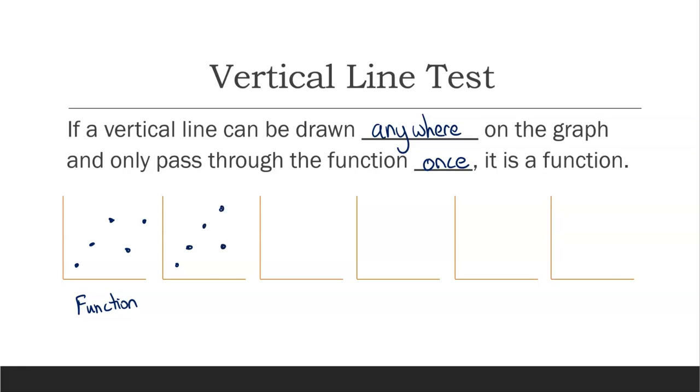In this second situation, we have 2 dots that are one directly below the other. And so in that situation, that fails the vertical line test, and it is considered a non-function. We have 2 different y values that correspond to the same x value.